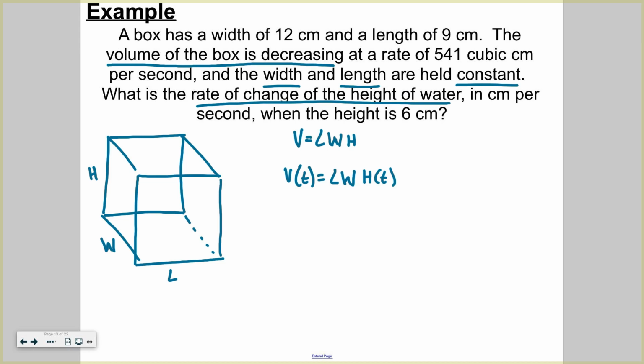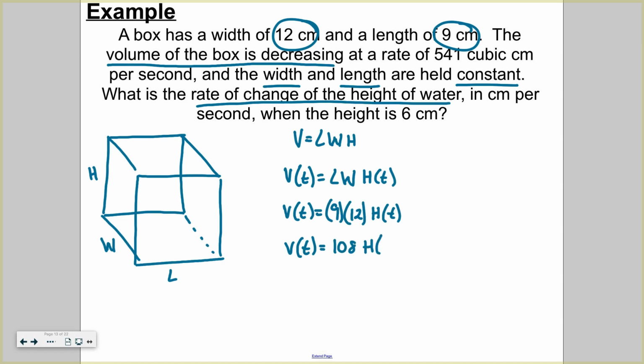Alright, so since the length and the width are not changing, we can substitute in those values right now, 12 and 9. So V of t is going to be equal to 9 times 12 times h of t, which we can simplify down to be V of t equals 108 h of t.